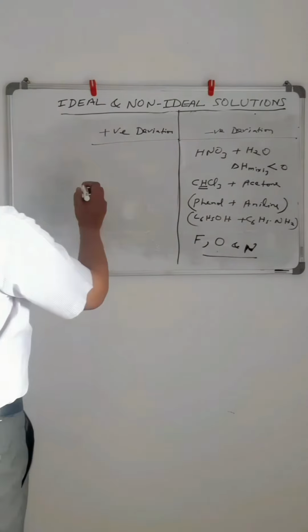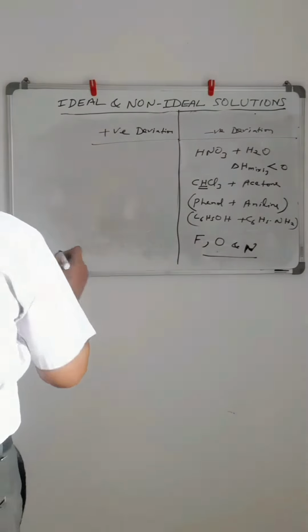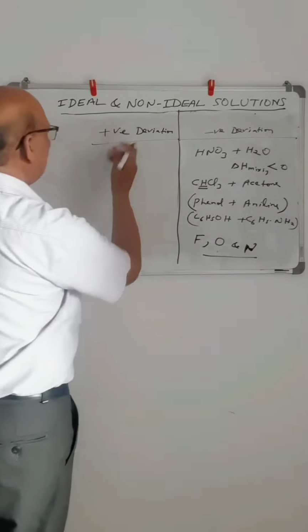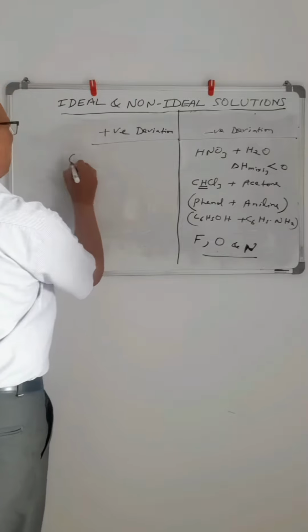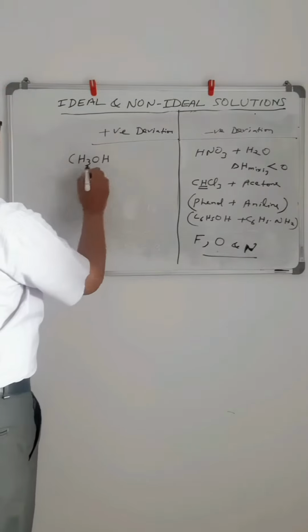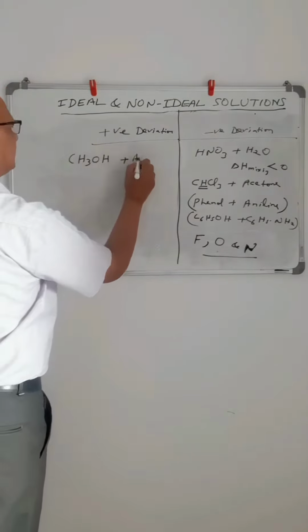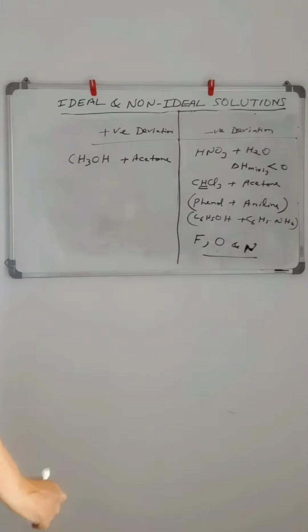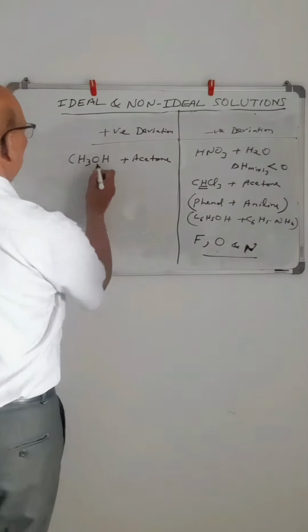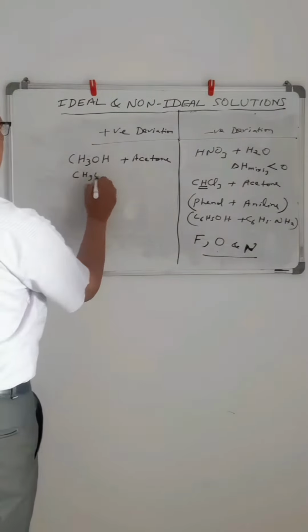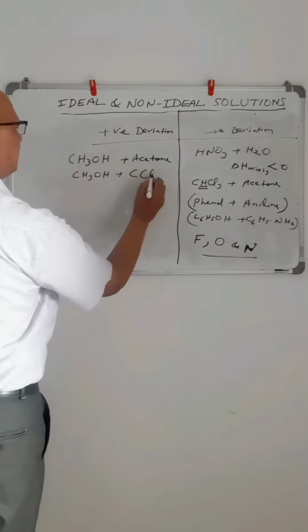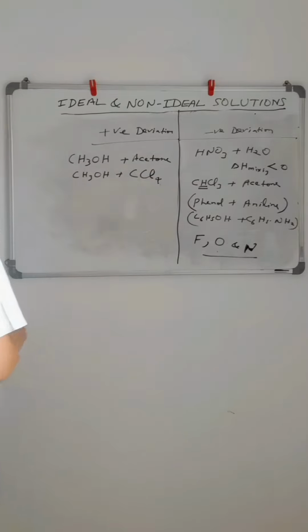Okay, now let us take some examples of solutions showing positive deviation. Here the hydrogen bonding is broken, then it will show positive deviation. Suppose I have a mixture of, say, CH3OH, that is methanol, plus I take, say, acetone. Now what will happen? This will show positive deviation because acetone will try to weaken the hydrogen bonding of methanol. Suppose I take the example of CH3OH plus CCl4, carbon tetrachloride. This will also weaken the hydrogen bonding of methanol.